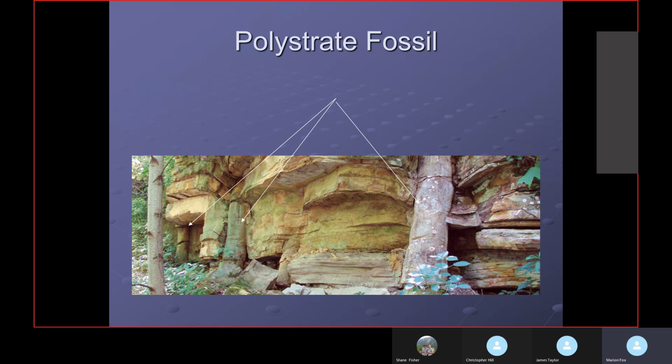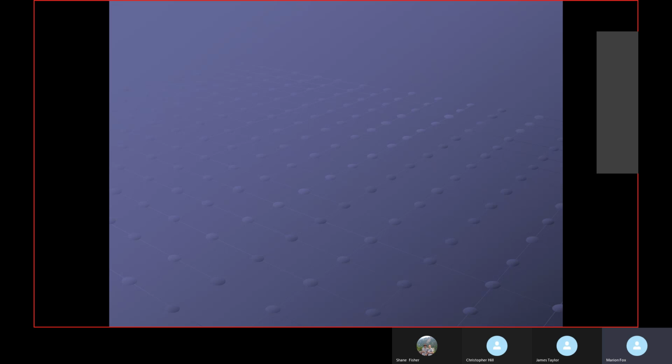Here's some more polystrate fossils. We see them here, and the arrow is pointing to them here and over here, going out right through the rocks. Again, this shows that the rocks were laid very rapidly. These layers of rocks were laid rapidly. Three trees in situ, in place, sitting in place.